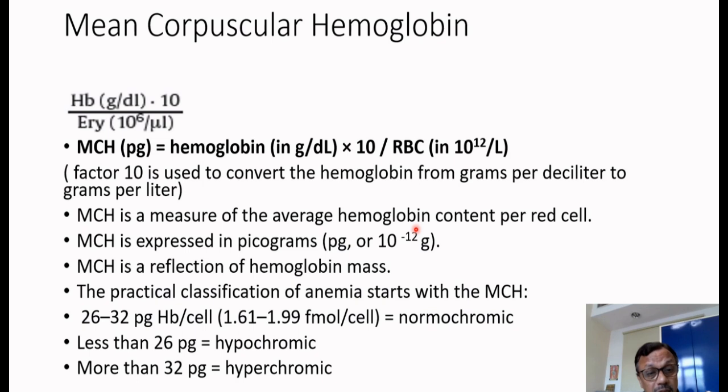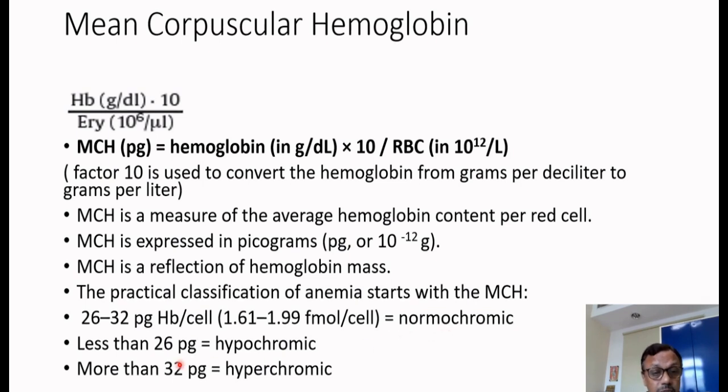And this MCH is going to guide you toward the practical classification of anemia. Now, if the values are between 26 to 32 picogram hemoglobin per cell, it is known as normochromic. If it is less than 26 picogram, it is hypochromic, and if it is more than 32 picogram, it is hyperchromic.